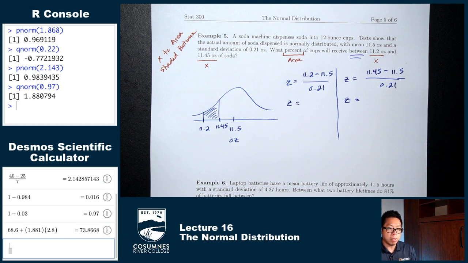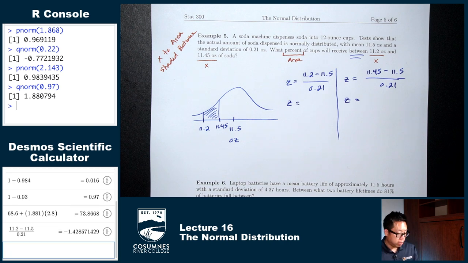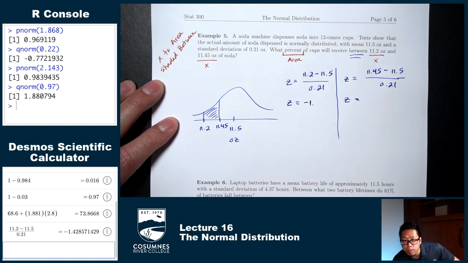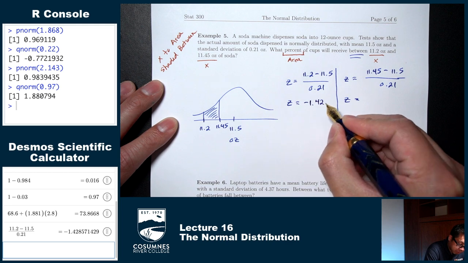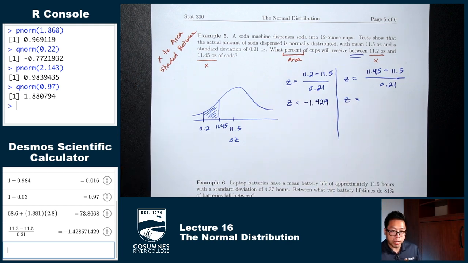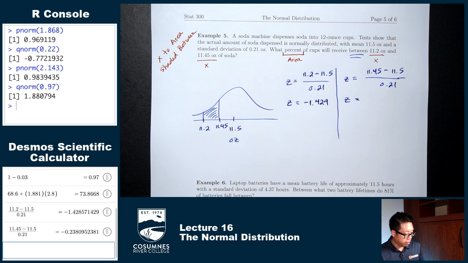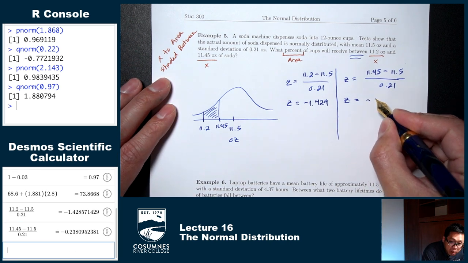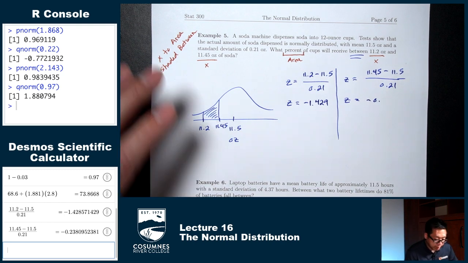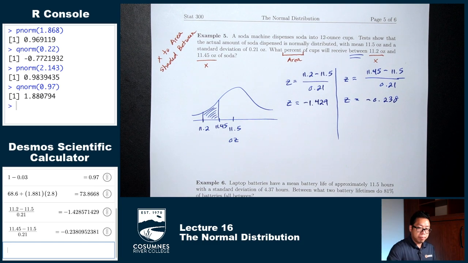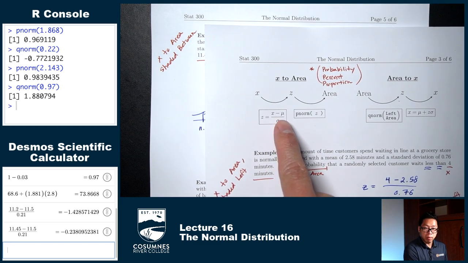Okay, so the left one, 11.2 minus 11.5 on top over 0.21. Round to three decimal places, this is negative 1.429. Okay, the z-score for the other x, up top 11.45 minus 11.5 over 0.21. That is negative 0.238. So we just did the first step, which is the z-score for both of the x's.